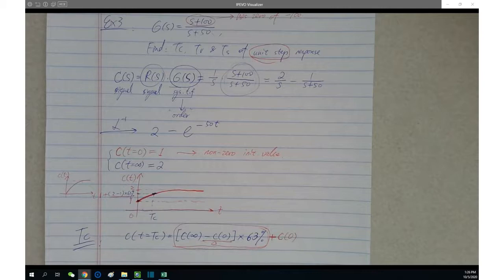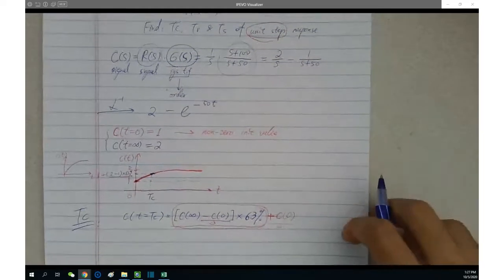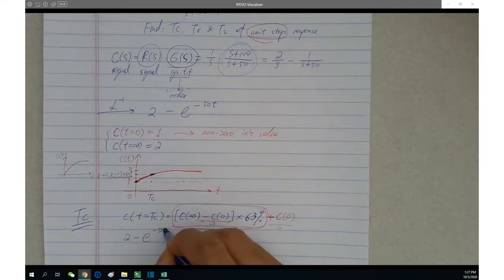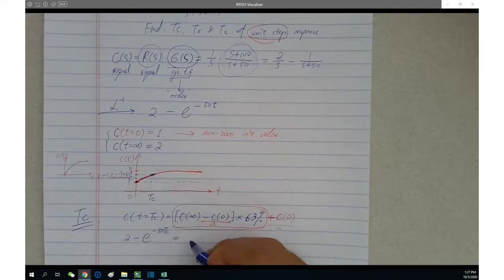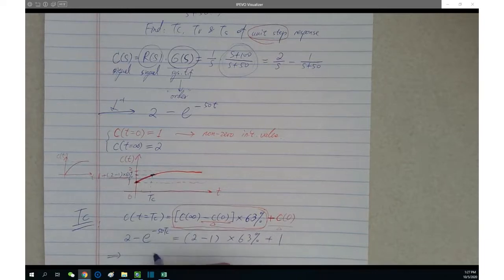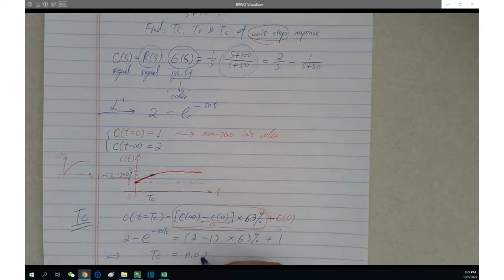Does it make sense? You have to have it here. Remember this, otherwise your result won't be right. Based on this equation, what you have is 2 minus e to the negative 50 TC equals 2 minus 1 times 63% plus 1. Here we go, and then you get the TC value, and it's 0.02 seconds.